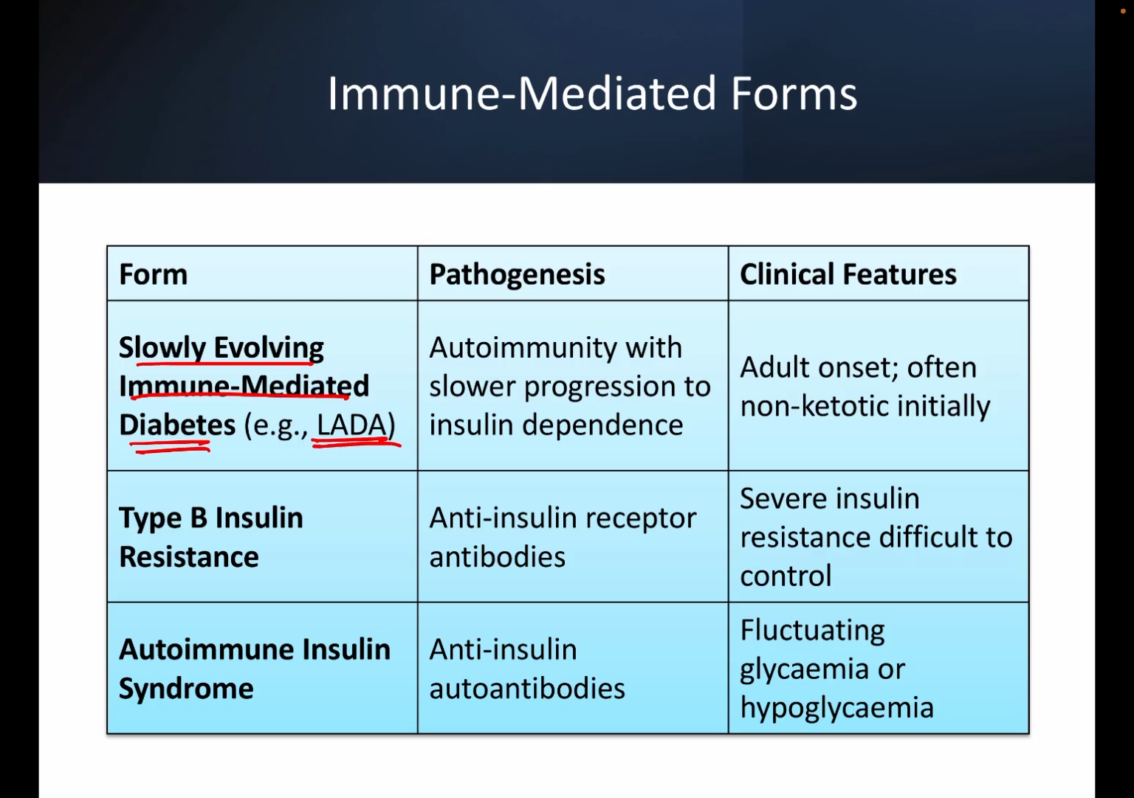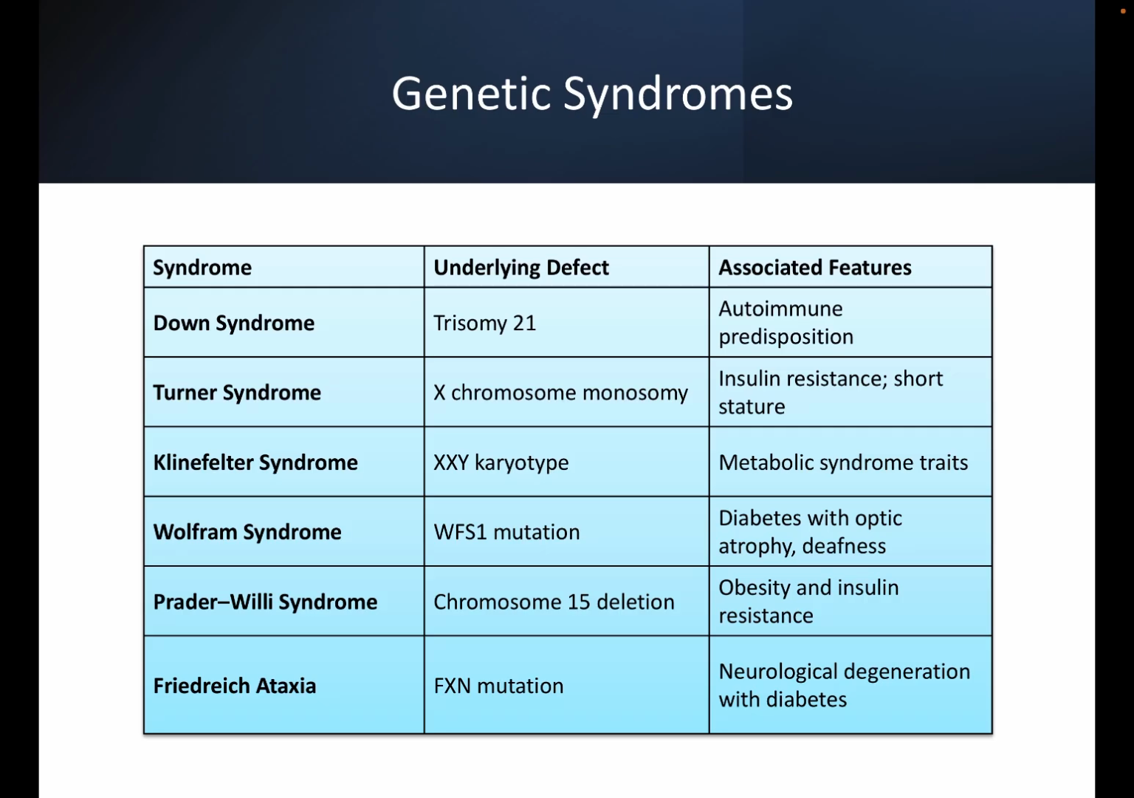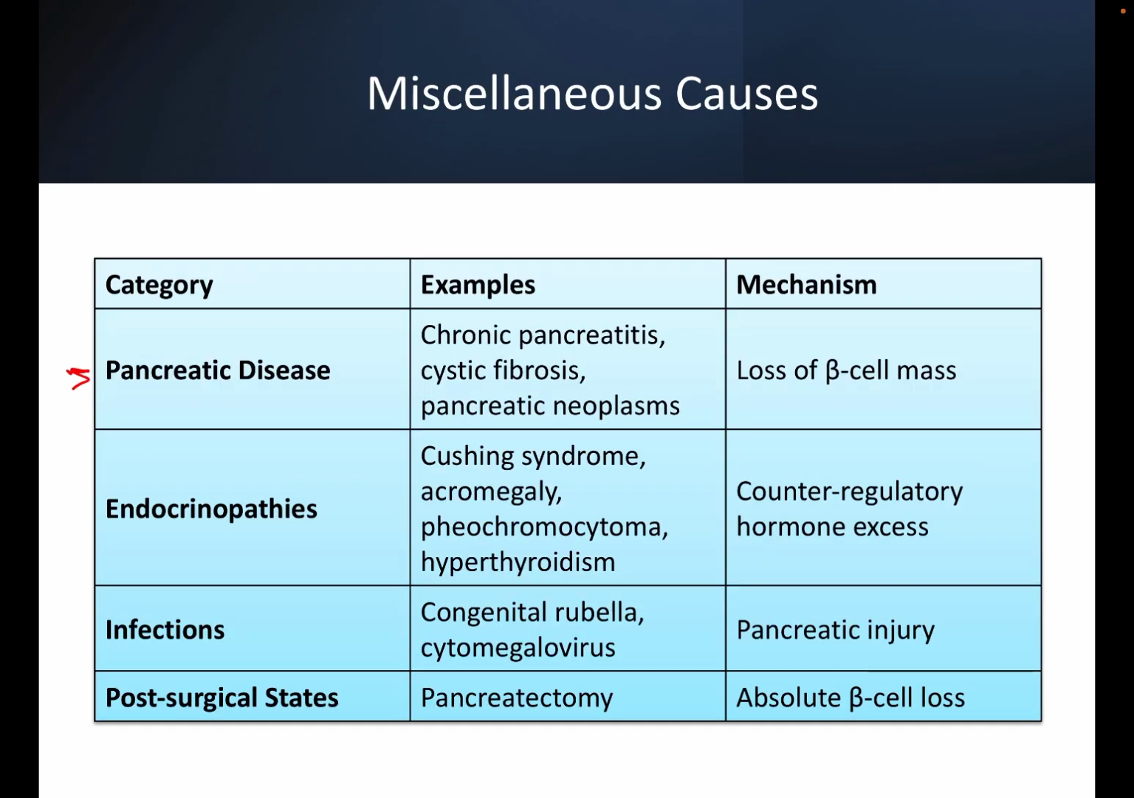Example, LADA. Then type B insulin resistance diabetes mellitus, then autoimmune insulin syndrome. Then coming to the genetic syndromes, Down syndrome, Turner syndrome, Klinefelter syndrome, Wolfram syndrome, Prader-Willi syndrome, then Friedreich's ataxia. Miscellaneous causes like pancreatic diseases, wherein chronic pancreatitis, cystic fibrosis, or pancreatic neoplasms. Then endocrinopathies like Cushing syndrome, acromegaly, pheochromocytoma, or hyperthyroidism. Infections like congenital rubella or cytomegalovirus, then post-surgical states like pancreatectomy.